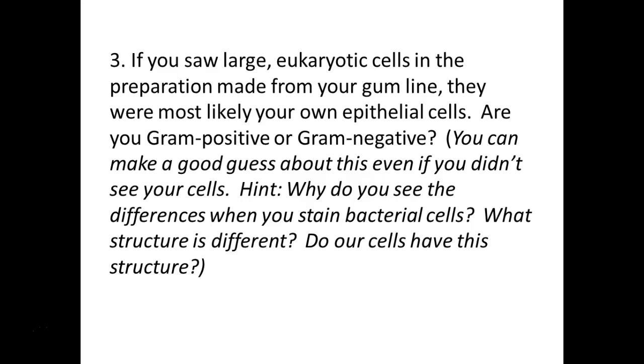So if we were to look at eukaryotic cells, our own cells, we would take a scraping from the gum line. Would we be gram-positive or gram-negative? Well, let's think about this. Gram-positive. So first thing is crystal violet. Next thing is iodine. We get that complex. The next thing is decolorization. Why do gram-positives stay purple? What happens to those bacteria?